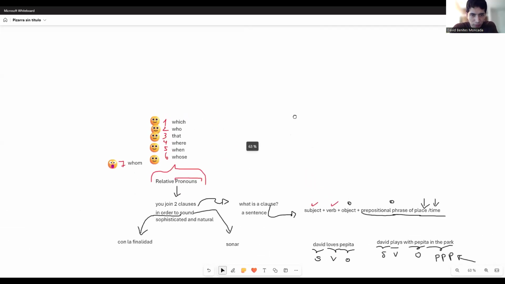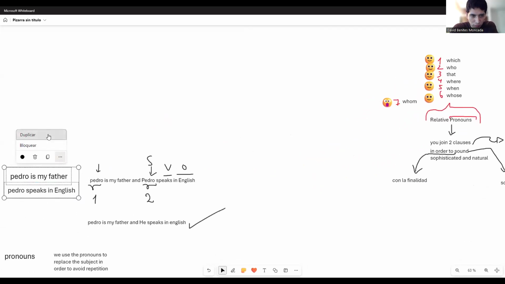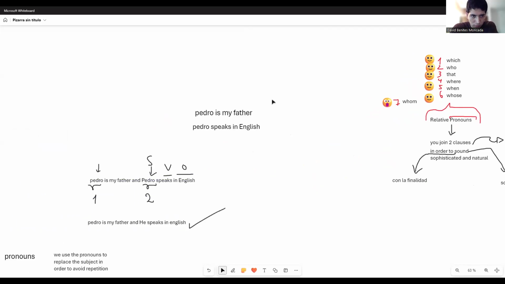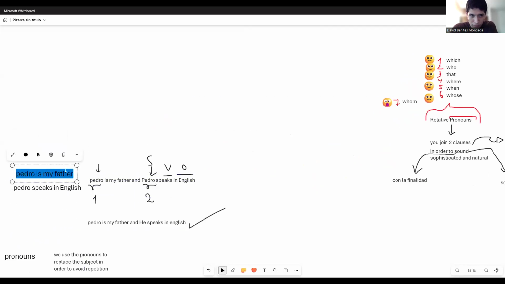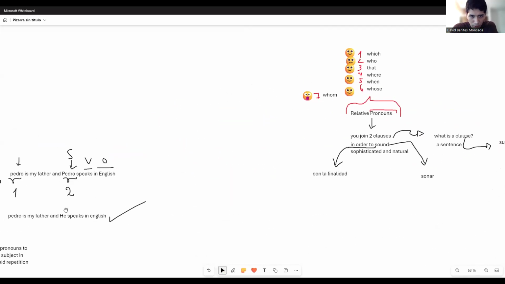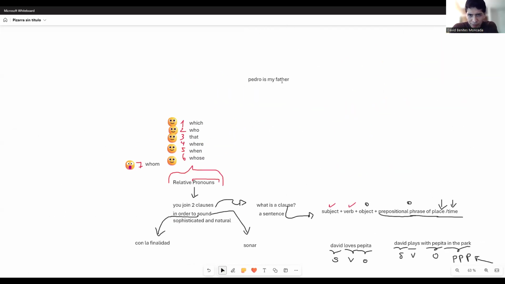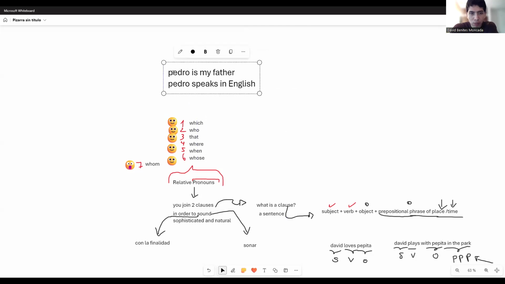Okay, let's go here, relative pronouns. So we copy the same sentence here. We copy this sentence, copy this part, double it. Click on here. Yes, and you remember that we did something like this, right? Focus on this part. You say, Pedro is my father. Pedro speaks English, right? So you replace which one? The first Pedro or the second Pedro?